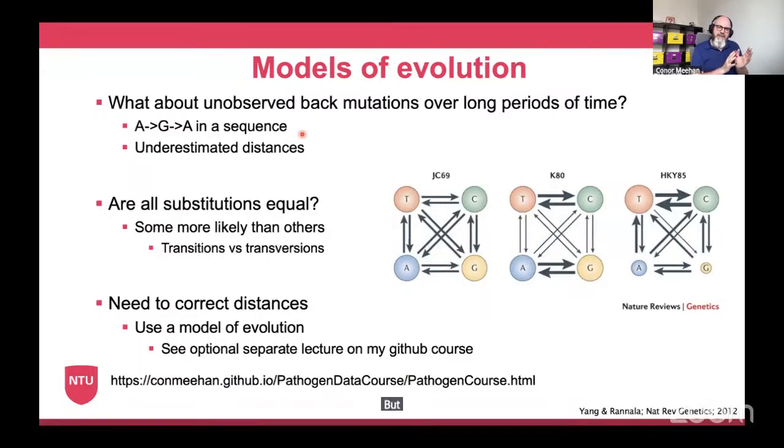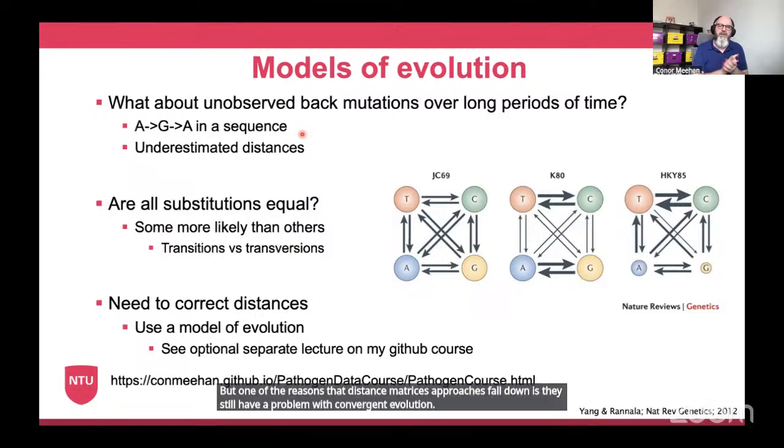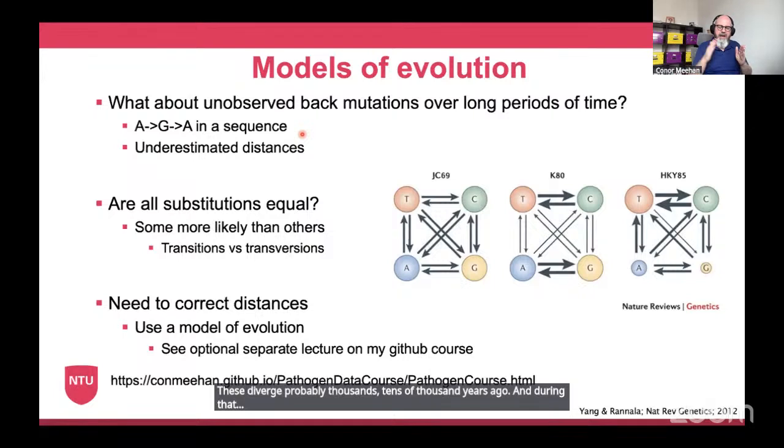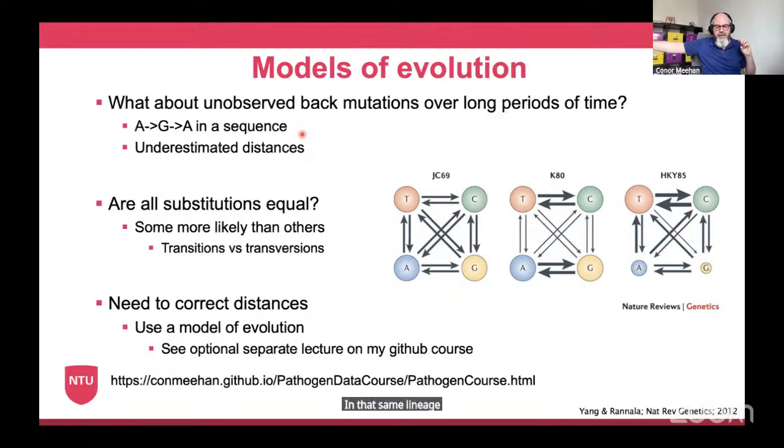But one of the reasons that distance matrix approaches fall down is they still have a problem with convergent evolution, but they also have a problem with what we call unobserved back mutations. So this means that if you're looking at isolates over a long period of time, let's say I have a Mycobacterium tuberculosis sample from lineage 1 and a sample from lineage 5. These diverged probably thousands, tens of thousands of years ago. And during that period of time, you could have had what's called an unobserved back mutation. That is, a mutation went from an A to a G and then went back to an A in that same lineage down to what we observe today.